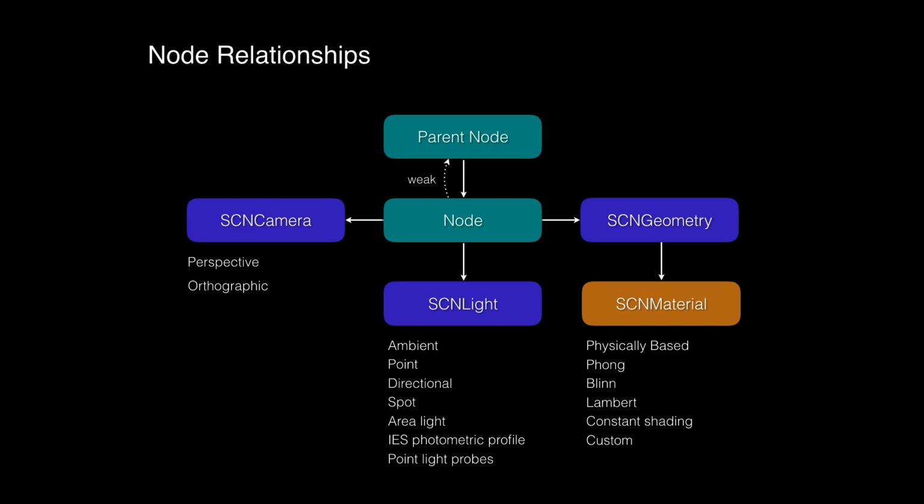And there are two basic types of camera. First is perspective projection, which imitates perspective view, and orthographic, which is a plane projection. There are different types of lights that are supported by SceneKit.